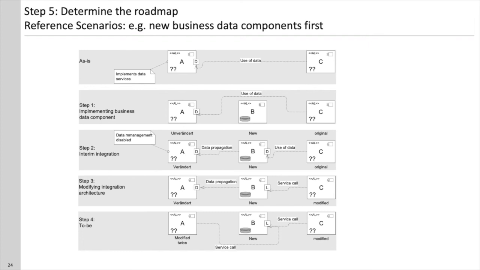Typical first step now would be to implement a business data component to later on take over the responsibility. Concerning A and C, nothing has changed, but now there is a new component B that has one clear category, being data, and now we can work with that. Step 2 would be some sort of interim integration, maybe.